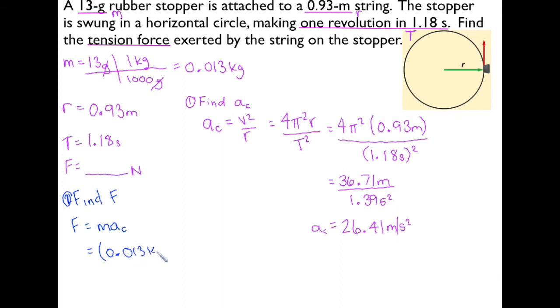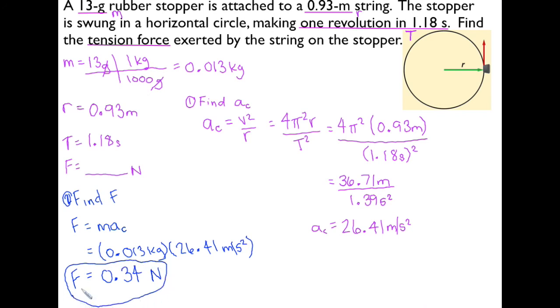I'm going to put my mass in. I'm going to multiply that by my centripetal acceleration. And I end up with 0.34 newtons is my force. Now, compared to projectiles, circle problems are easy peasy. So this should be an easy part for your test.